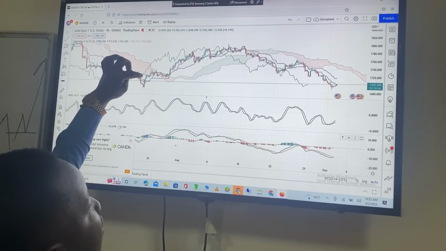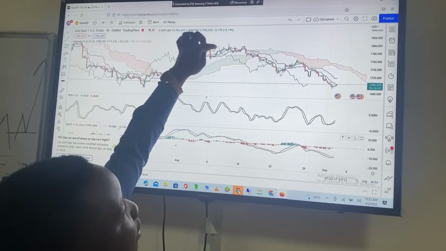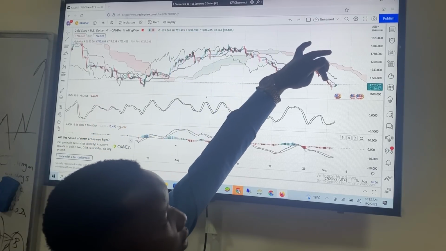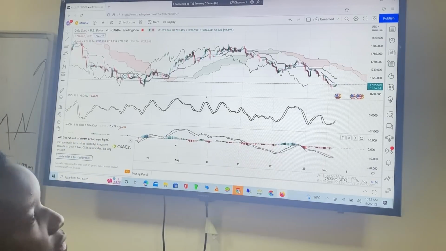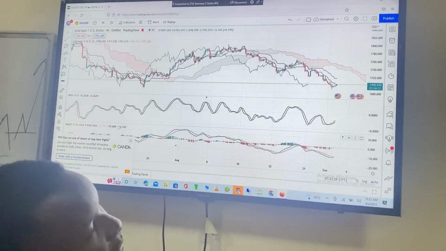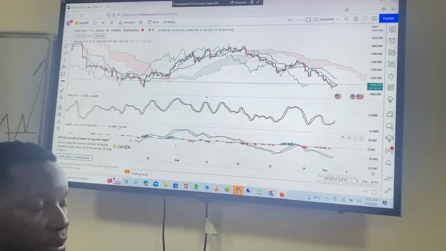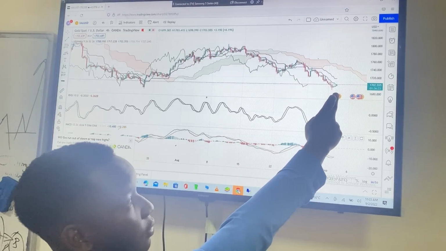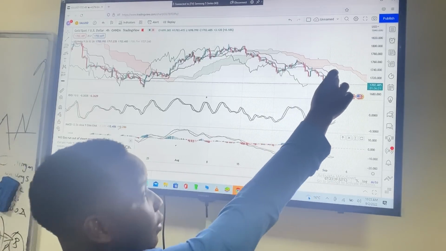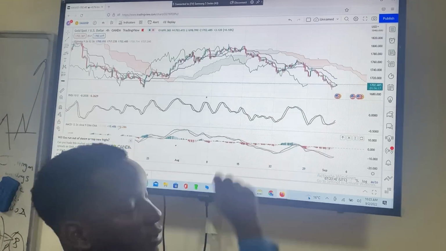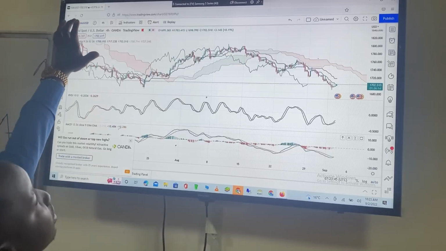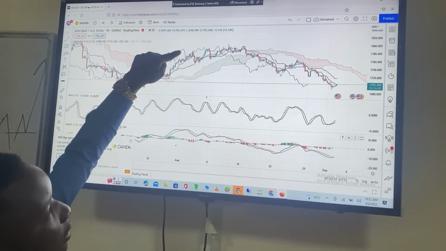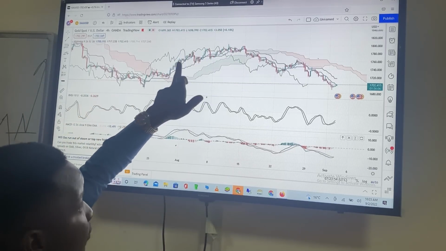Then we have the lagging span, which is the green line, cutting through. Then we have the blue line, and finally the red line. After you have looked at the position of price in relation to the cloud, it goes like this: if you find price below the cloud, you look for sales. If you find price below the cloud, like at the moment now, you look for sales. The pair that I've displayed here is XAU USD, which is gold spot versus US dollar. And if you find the price above the cloud, you look for buys.